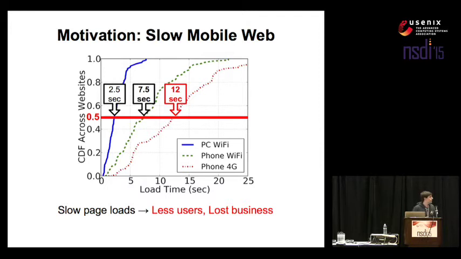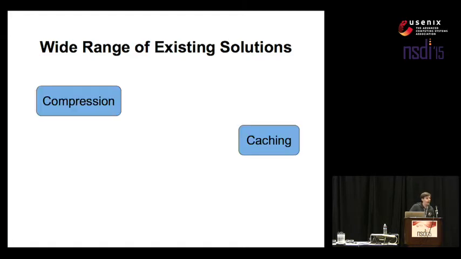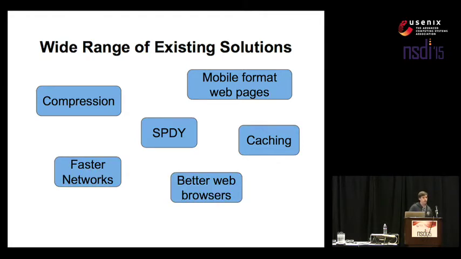Now, of course, we're not the first people to look at solving this user experience problem. There's been a wide range of existing solutions that have been proposed and implemented to solve it. So things like compression and caching of web resources, custom formats for websites just for mobile phones, custom protocols like Google SPDY, and other general improvements like faster networks and improving web browsers in general.